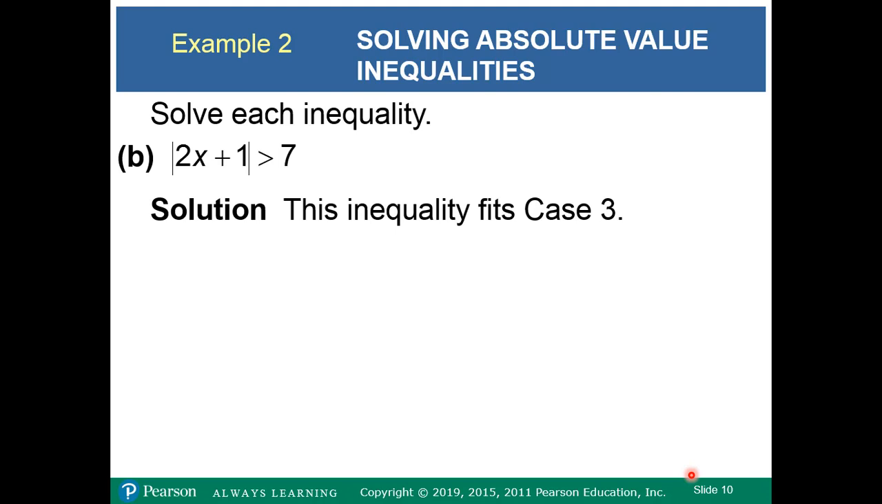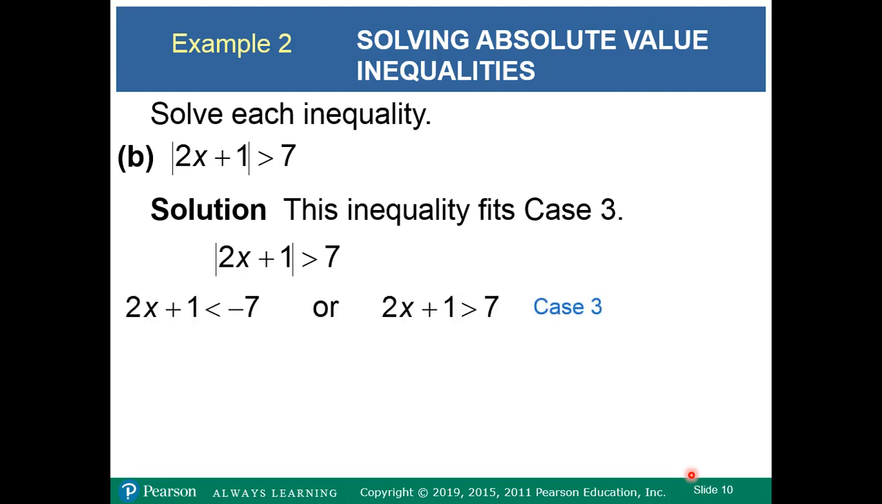Okay, now we're going to do greater than. So now it's greater than. So now what does this mean? It means that 2x plus 1 is greater than 7, or 2x plus 1 is less than negative 7. So this is going to be case 3. So now we have either one of these.